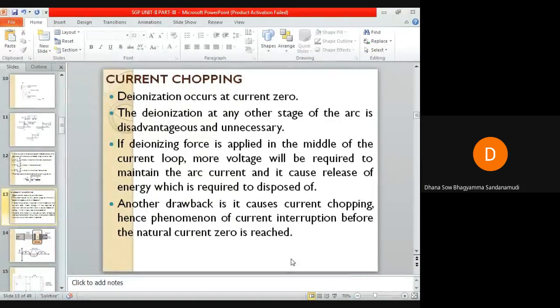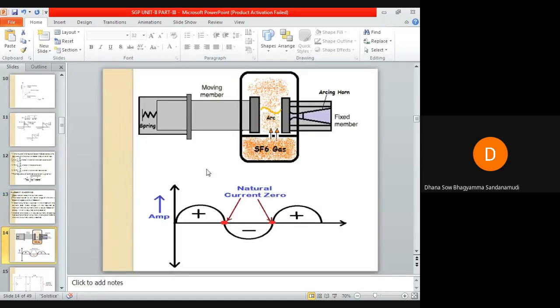Let us discuss today's topic, that is current chopping. We know when our circuit breaker is open, circuit breaker contacts are open, an arc is struck between the circuit breaker contacts. So this arc is nothing but the ionized particles that are struck between the circuit breaker contacts.